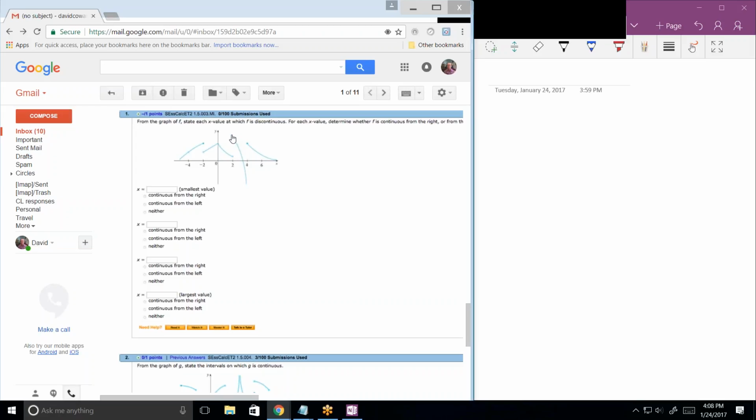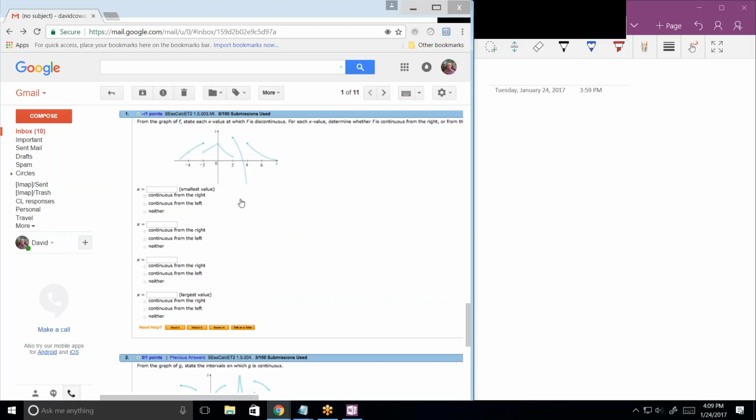Wherever the closed dot is, that's coming from the right. Okay. So I'm going to say the third one is 2 and continuous from the right. And can you check that? Yeah. It is 2 and continuous from the right. Yeah. Okay, now I get what they're talking about.